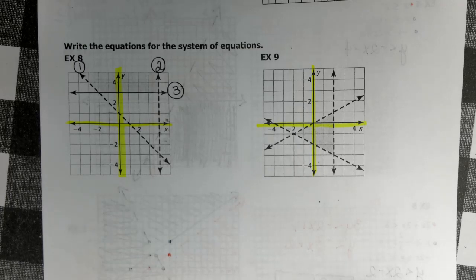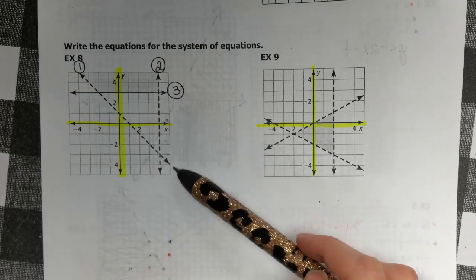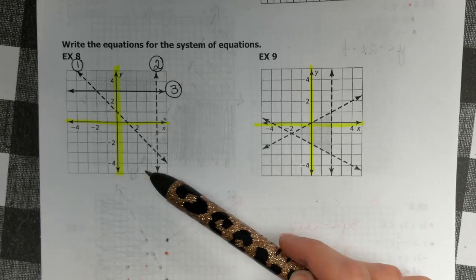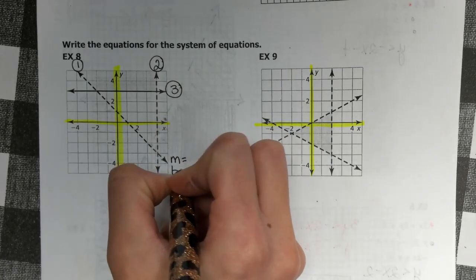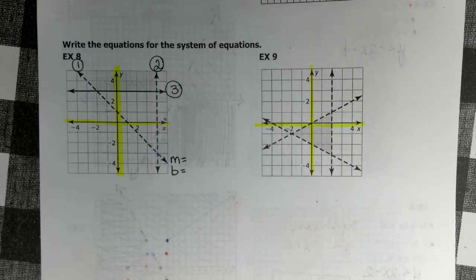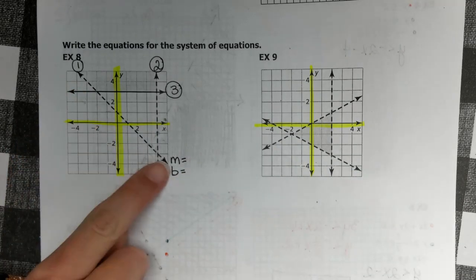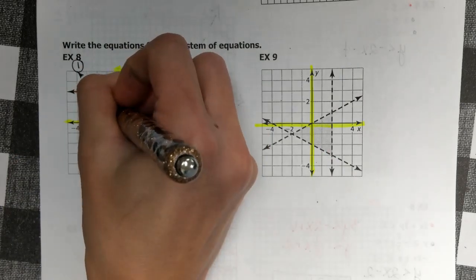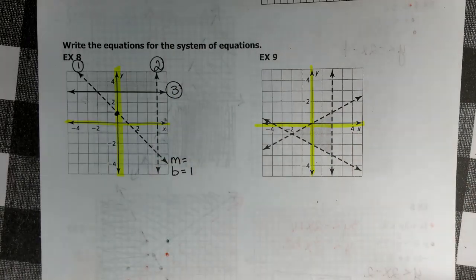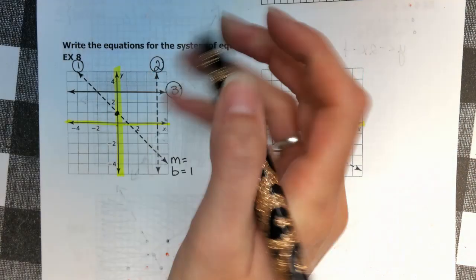Now, when you have a normal diagonal line, that's your y equals mx plus b. I need an m, which is your slope, and I need a y-intercept. So for this diagonal line, what's my y-intercept? 1. And what's my slope? -1. I'm going down 1 to the right 1.